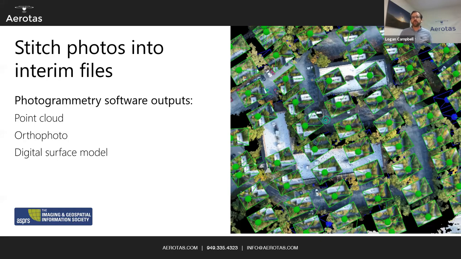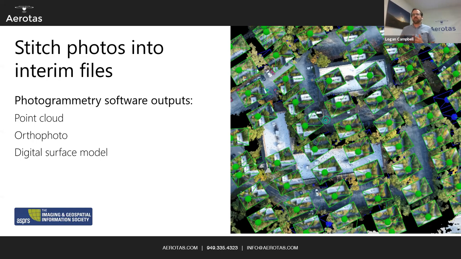So for example, photogrammetry, that's when you are stitching photos into interim files. You start with your photos, typically anywhere from a small project might be 100 or 200 photos. A large project would be tens of thousands of photos. We have and do process all of that range. But you start with your photos and your ground control data, and you output typically a point cloud, maybe a very, very large one, an orthophoto, and a digital surface model. Those are the typical outputs of the digital photogrammetry step.